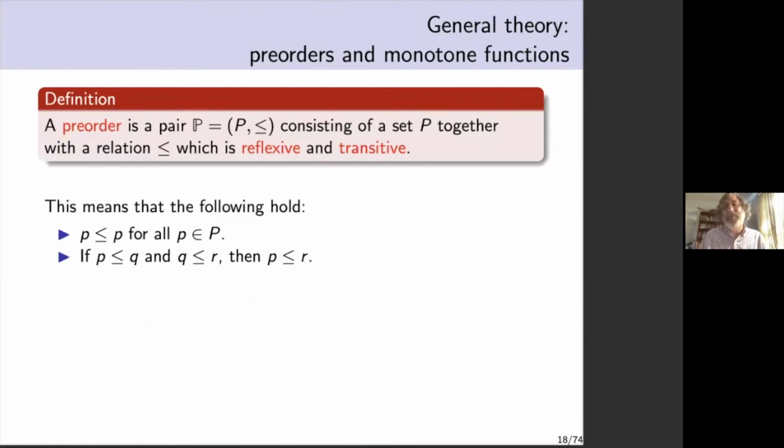So a preorder in math is a pair of a set together with a relation that's reflexive and transitive. Reflexive means everything is less than or equal to itself, and transitive means just what you would think: if A is less than B, and B is less than C, then A is less than C. So preorders are all over the place. It's one of the most common and vanilla kinds of structures in mathematics.